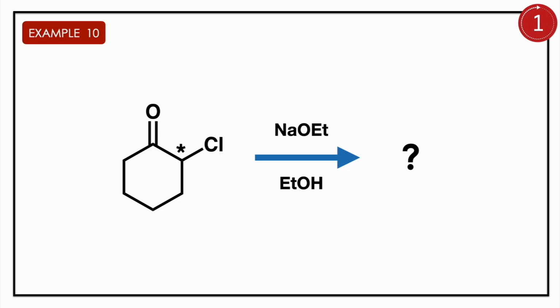Then the next example, you have cyclohexanone, at the alpha position you have chlorine, you are using sodium ethoxide and ethyl alcohol. You should find what will be the final product.